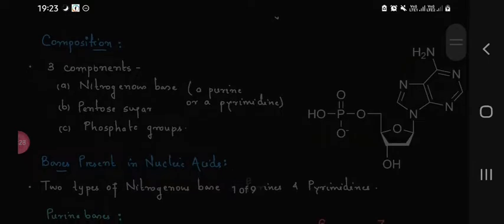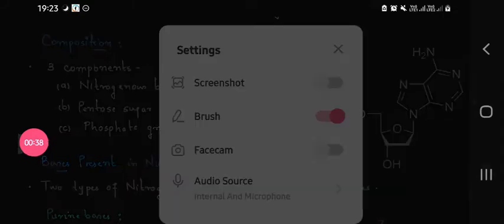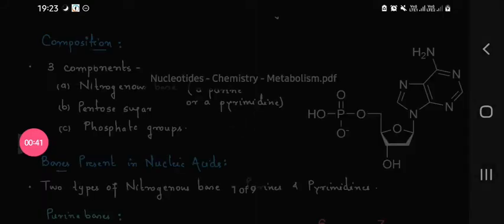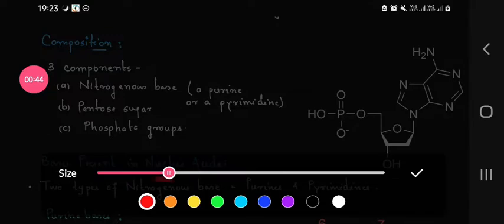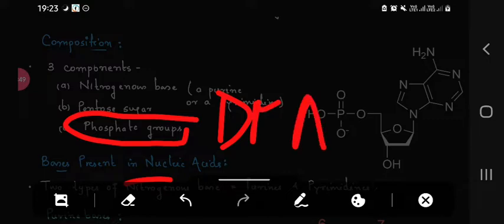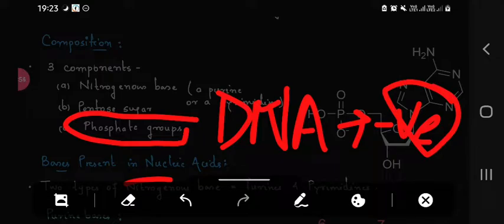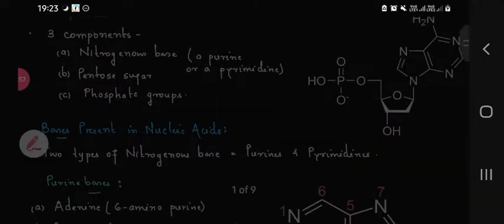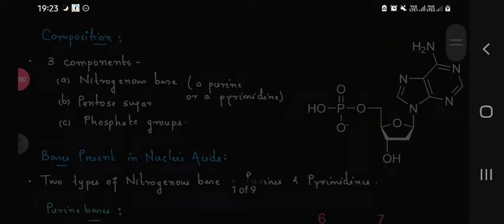Composition: 3 components: nitrogenous base, a purine or a pyrimidine, pentose sugar, and phosphate groups. This phosphate group gives DNA its negative charge. Due to this phosphate group, DNA is negatively charged. Okay. So this is a structure of what I can say RNA.